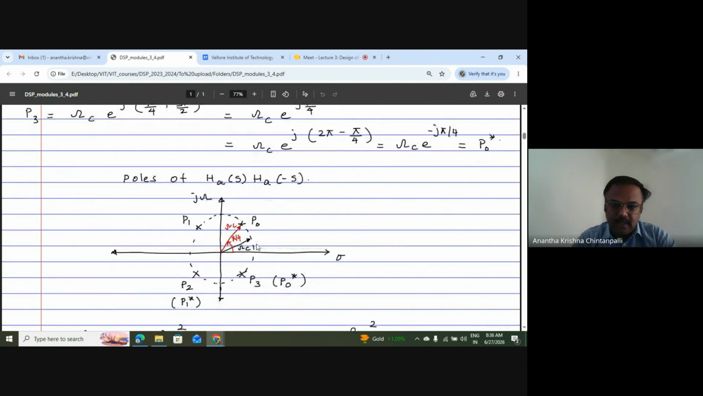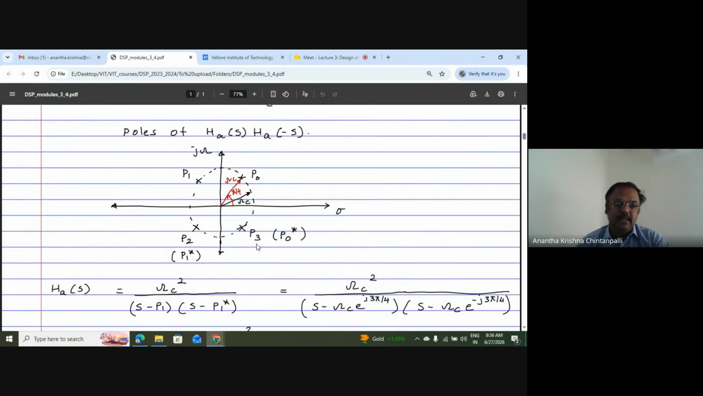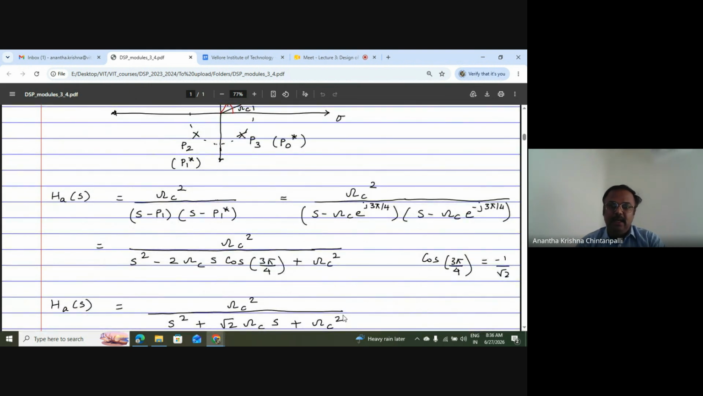Okay, now how do I get a system function? So H(s) is equal to omega c to the power of n, n is 2, so omega c square, divided by the poles on the left hand side of the s plane: (s minus p1)(s minus p1 conjugate). So omega c square divided by s minus, p1 is nothing but omega c e to the power of j 3 pi by 4, times s minus omega c e to the power of minus j 3 pi by 4. Now I'll leave it to you to simplify this.